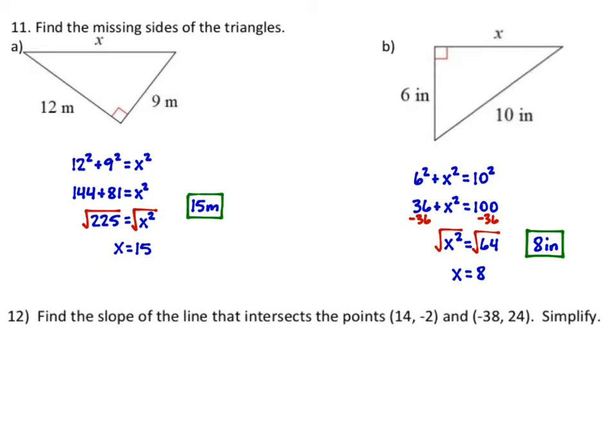And then the last problem, number 12, it says find the slope of the line that intersects these 2 points. Well, we have a couple ways of doing this. We could plot these points, but these are really big numbers. Or we could just plug it into our slope formula, which is y2 minus y1 over x2 minus x1. So that would be 24 minus negative 2 over negative 38 minus 14. And so you end up with 26 over negative 52, and that reduces to negative 1/2.